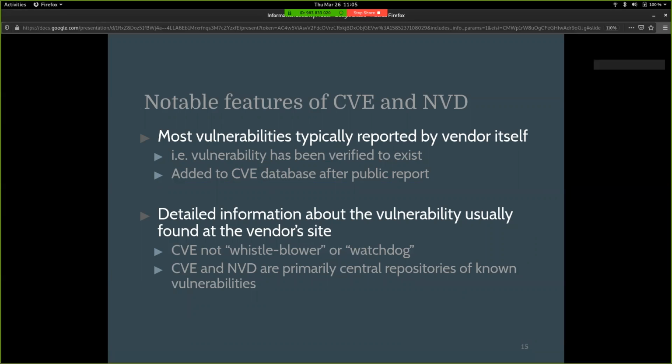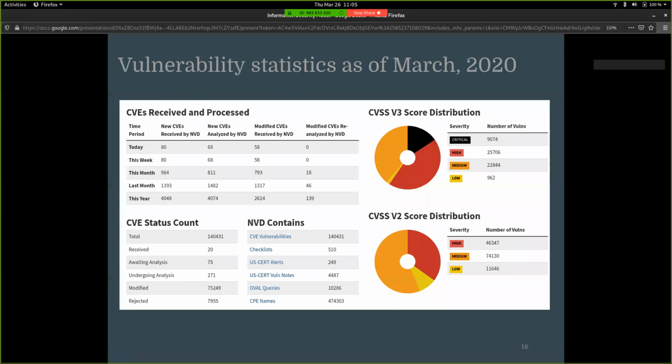Typically, these are reported by the vendor, so they know about it. You can also have them being posted by individuals or users themselves. So that can happen as well, especially some responsible folks who are really digging deep into software, identifying it, will write it up and then send it to the CVE and the NVD.